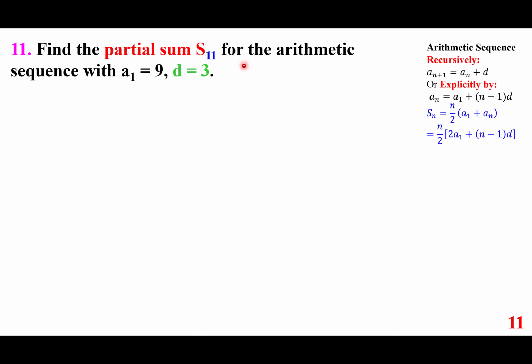Find the partial sum, S sub 11. The reason they say partial is because we stop at some point. Otherwise it's an infinite sum. S sub 11 for the arithmetic sequence, A sub 1 equals 9 and D equals 3. For an arithmetic sequence, the sum is n over 2 times A sub 1 plus A sub n, or n over 2 times 2 A sub 1 plus n minus 1 times D, if you replace the A sub n. And if we look at what's given, we have A sub 1 and we have D, and we don't have A sub n, so we're going to use this formula.